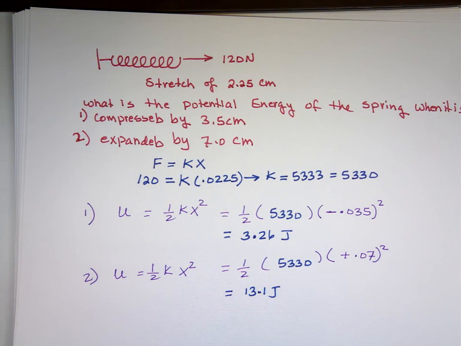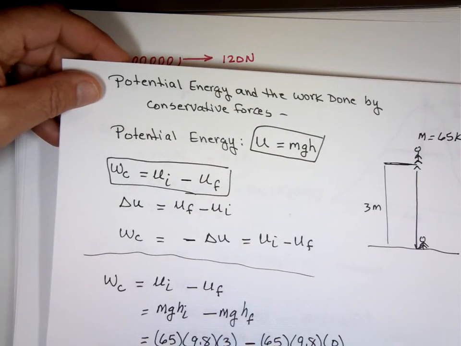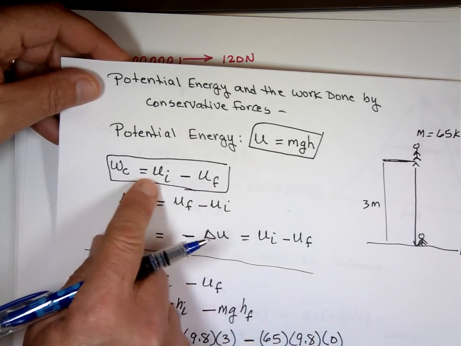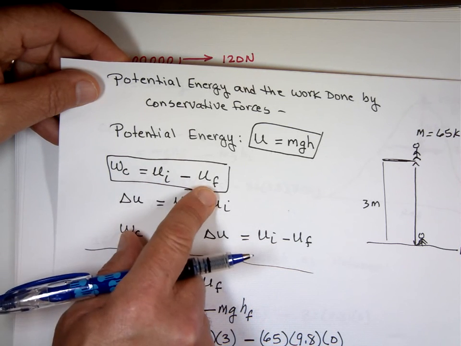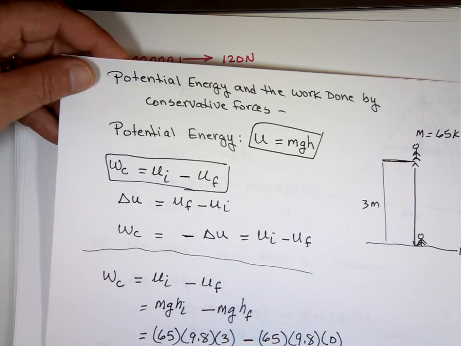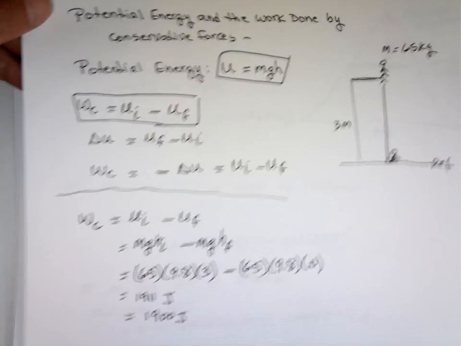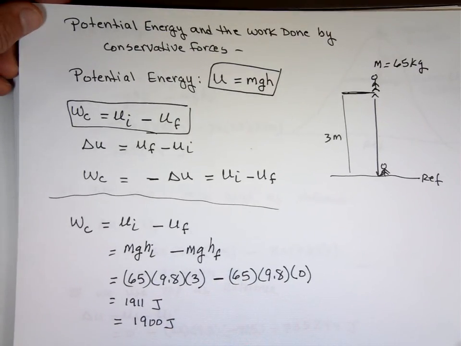So we know potential energy is mgh. We know work due to gravity is conserved force, U initial minus U final. Those are the equations I've been using. Let's put this chapter with last chapter together and see what will happen.